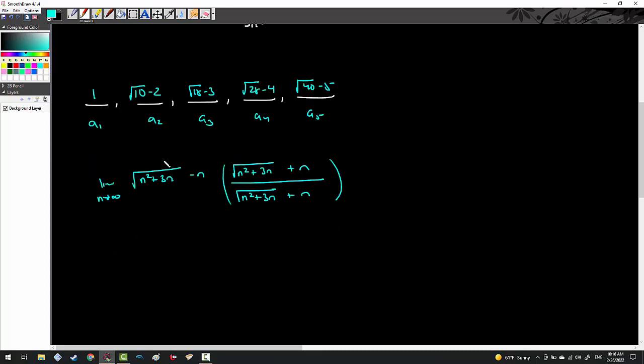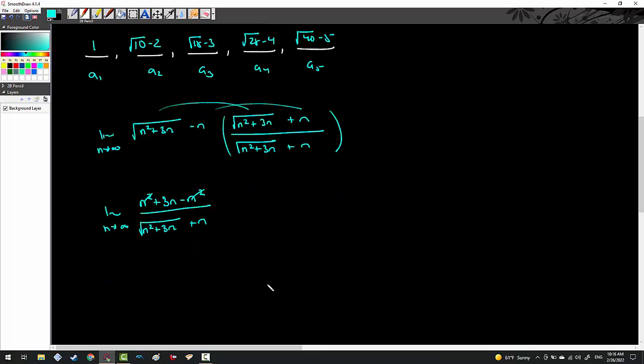So what I get here is I get these guys to multiply. So I get n squared plus 3n minus n squared over the square root of n squared plus 3n plus n, and don't forget, the limit has not been taken yet. Those guys cancel, and so what I get here is the limit as n goes to infinity of 3n over rad n squared plus 3n.